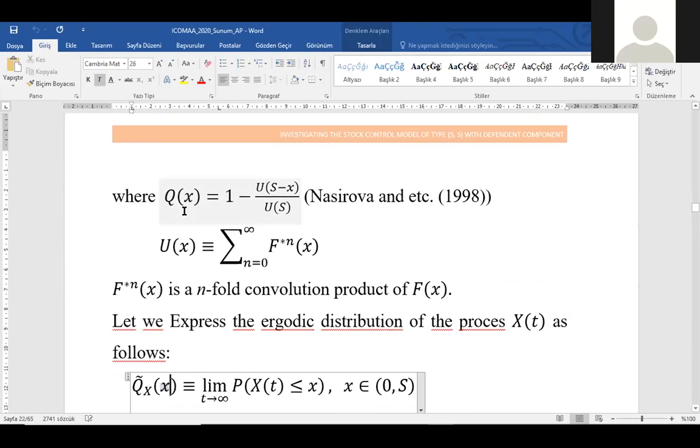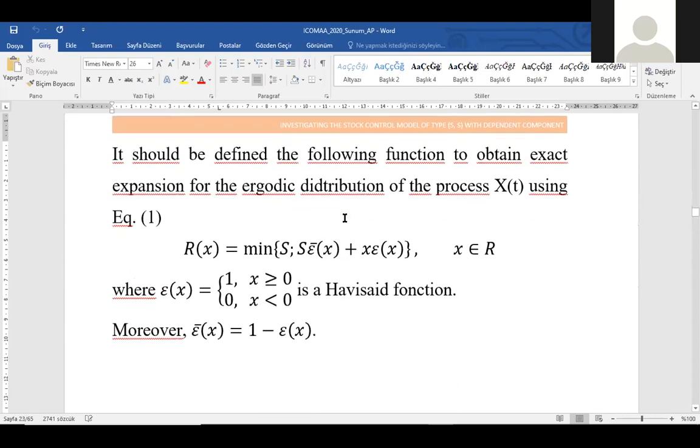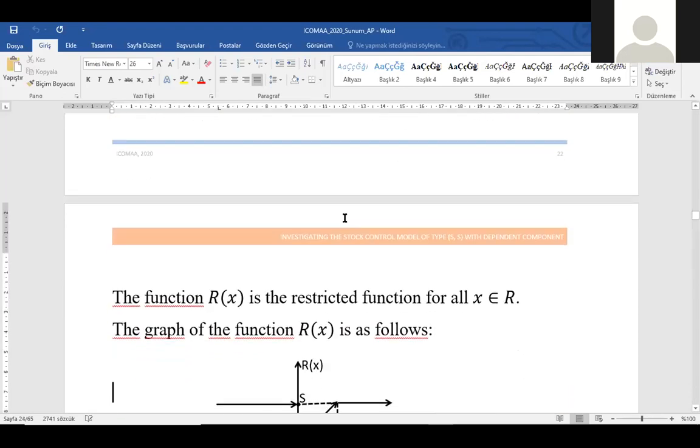Here, Qx is an ergodic distribution where Xi and eta random variables are independent. This is studied in the paper by Nesilova. Then by using this Theorem 4.1, we give our main results.